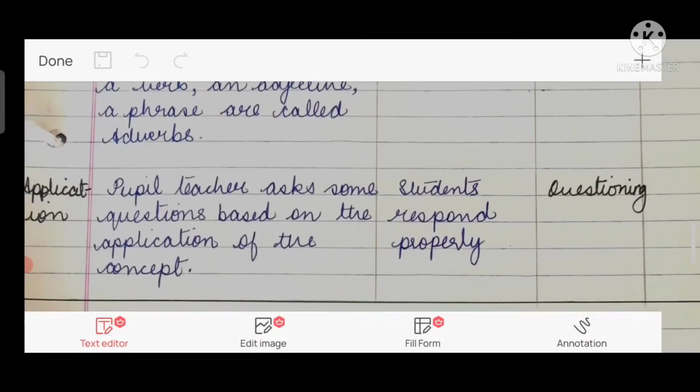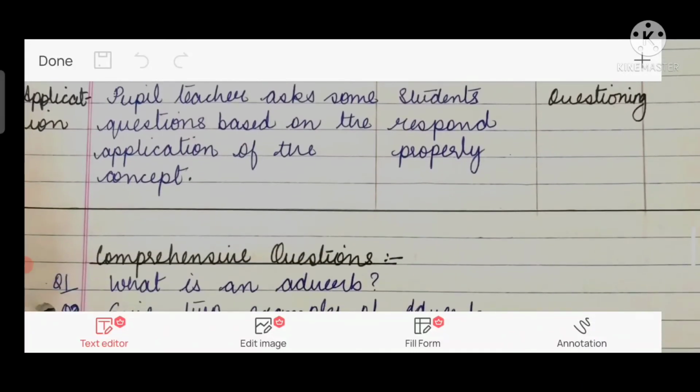After that, we will write application. In teaching point, we will write application. Pupil teacher activity, pupil teacher asks some question based on the application of the concept. Student activity, students respond properly. And device and method, questioning method.